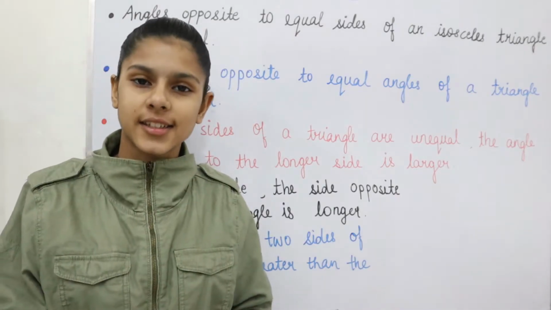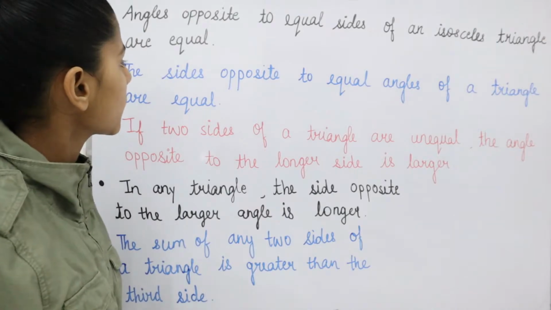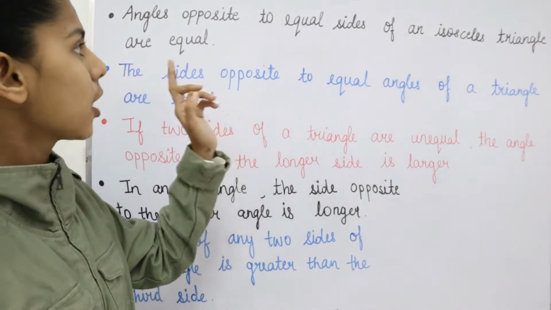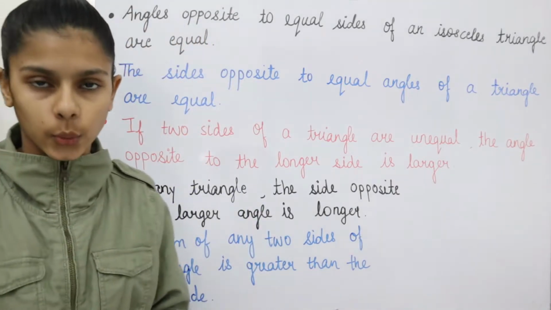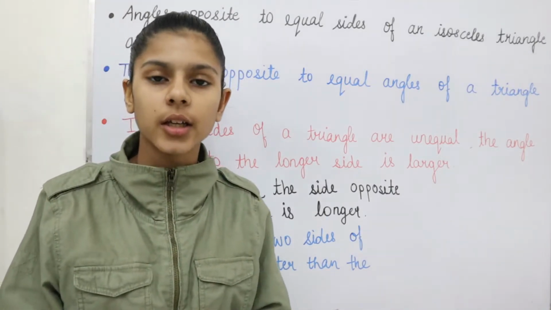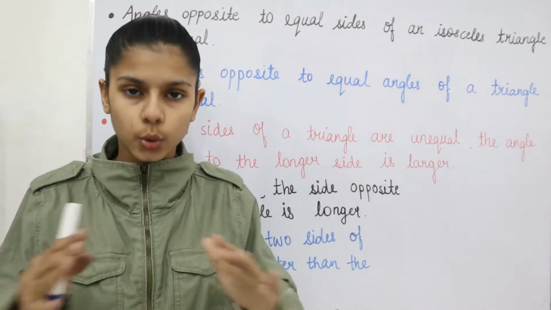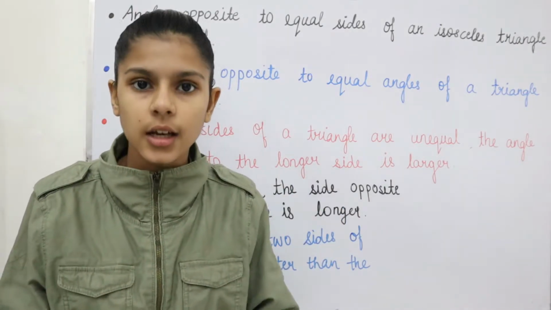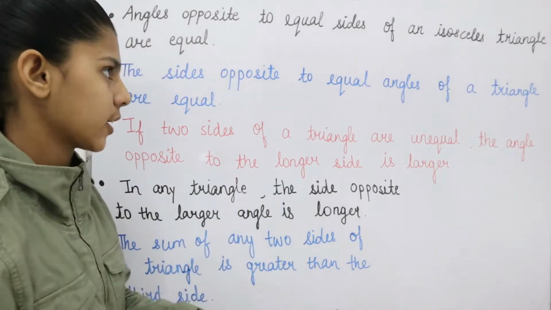So friends, now let's discuss some rules and theorems that are discussed in the chapter. So first one is angles opposite to equal sides of an isosceles triangle are equal. What is an isosceles triangle? An isosceles triangle is a triangle which is having two sides equal. There are 3 sides in a triangle and 2 sides are equal. Then that triangle is an isosceles triangle.